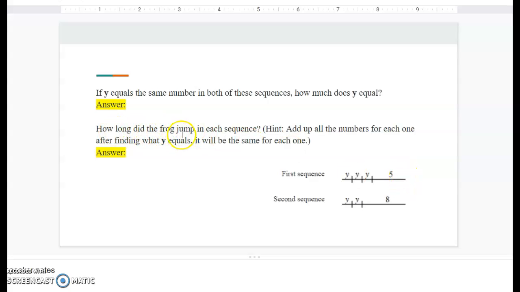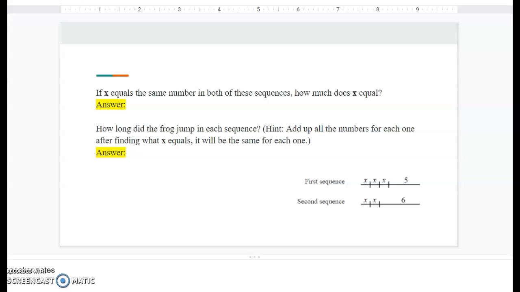How long did the frog jump in each sequence? Hint, you add up all the numbers for each one after finding what y equals. It will be the same for each one. So your frog will have jumped the same amount in both of these. So whatever y equals, you would add that, plus 5, and then that, plus 8, and come up with the same length in both ones.